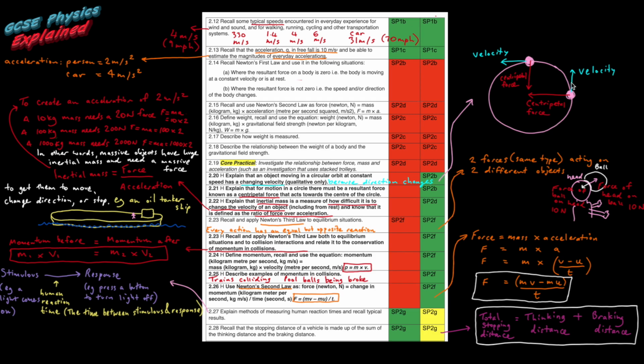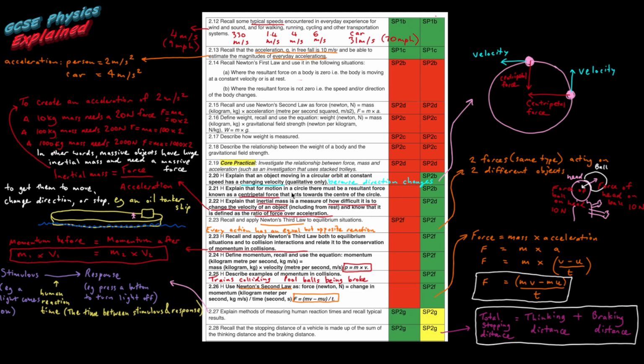So if we saw an object moving round in a circle, at this particular moment the velocity is going upwards, and at this particular moment the velocity is going to the left. So you can clearly see that the direction is changing even if the size of the speed is not changing. So it could be a steady 20 meters per second. That would be the speed.